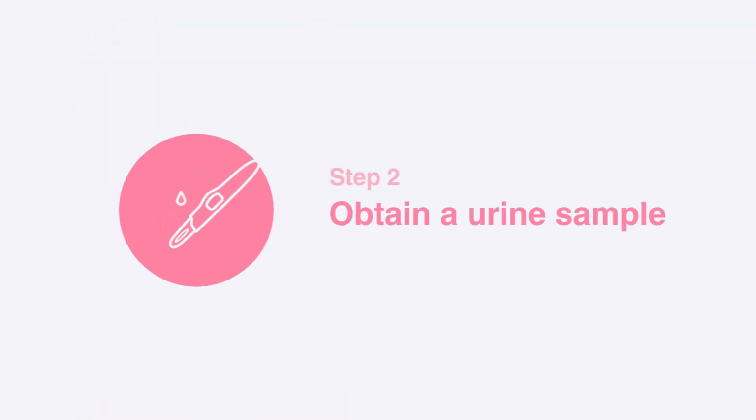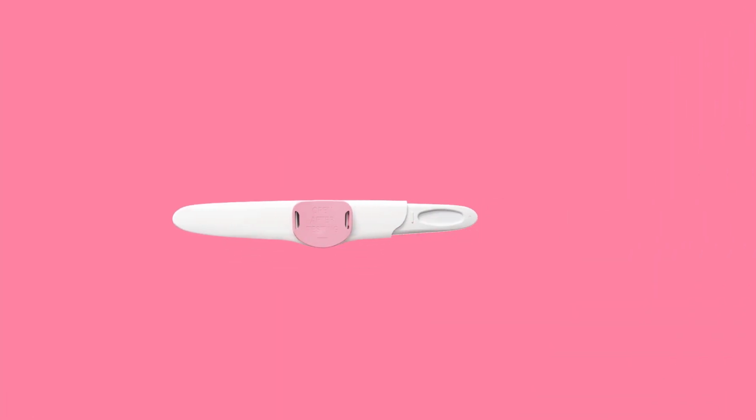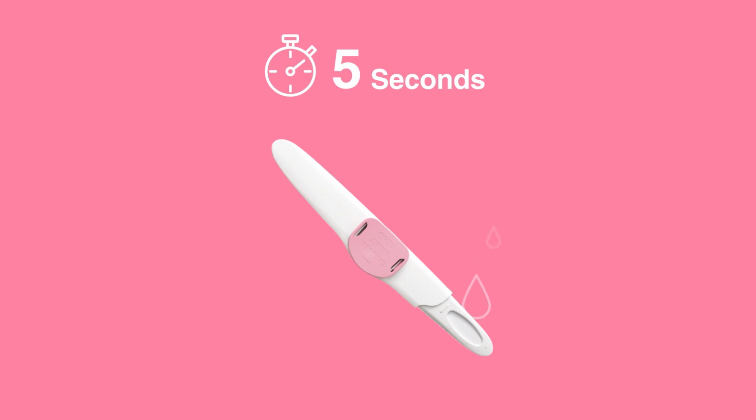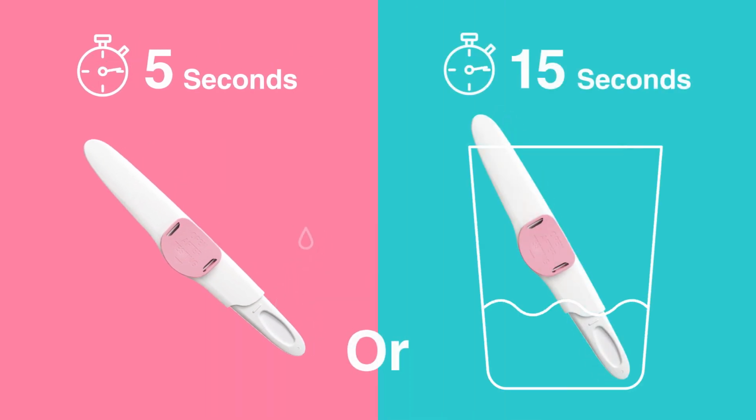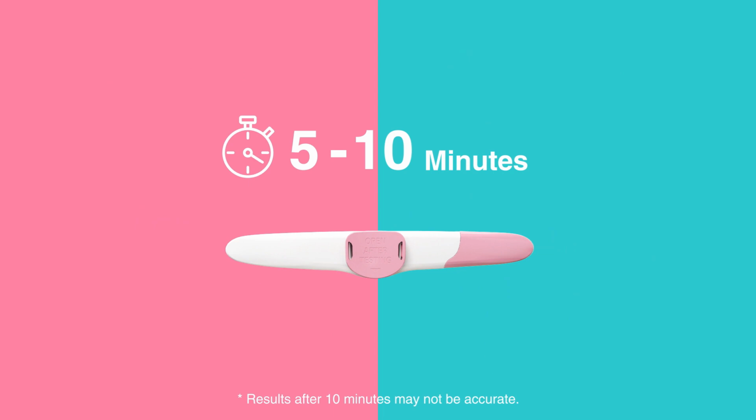Second, obtain a urine sample. Remove the cap from the test strip and place the absorbent tip under your urine stream for 5 seconds, or dip the test strip in your collected urine sample for 15 seconds. Replace the cap. Lay the test strip on a flat surface and wait for 5 to 10 minutes. Results after 10 minutes may not be accurate.